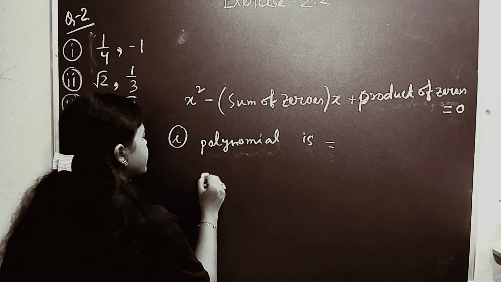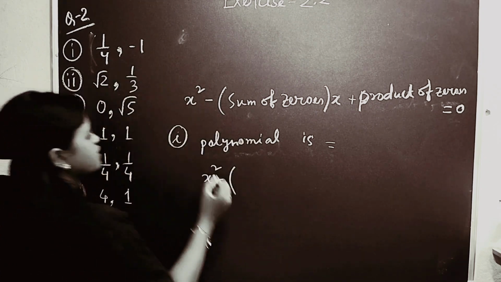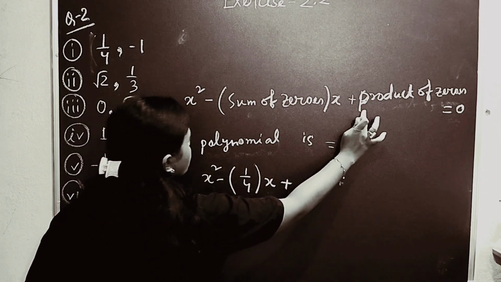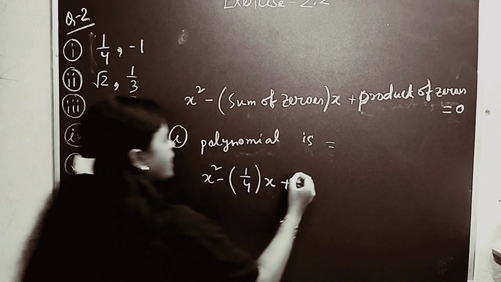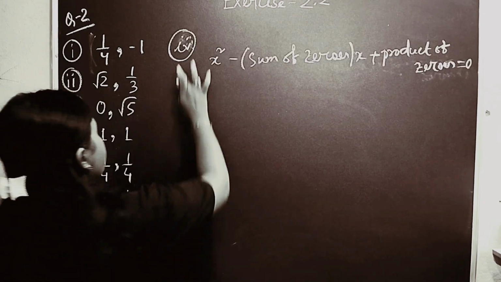So the polynomial is x square minus sum of zeros, so sum of zeros means 1 by 4, into x plus product of zeros, that is minus 1, equal to 0. Now question number 5.